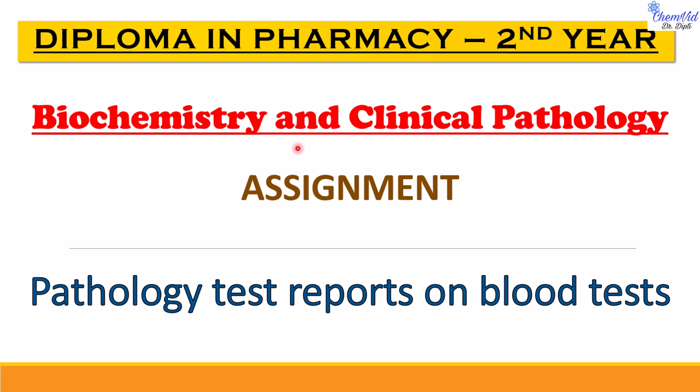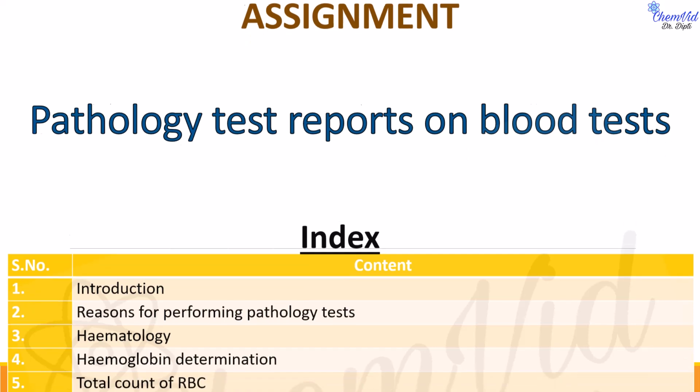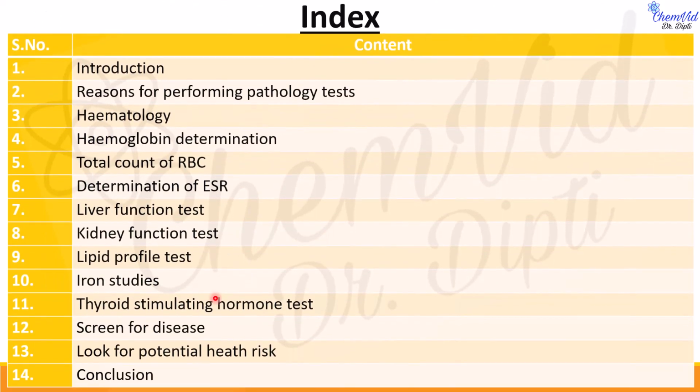Hello everyone, this is an assignment of biochemistry and clinical pathology, which is a subject of diploma in pharmacy second year, and the assignment is pathology test reports on blood test. In the index section, this whole index is divided into 14 sections. However, you can cut short if you want.